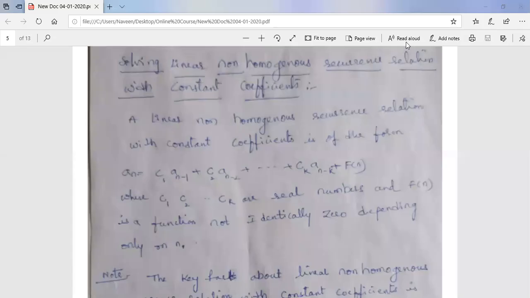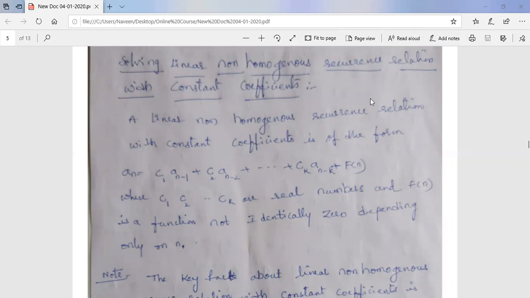Hello everyone. Today we'll discuss how to solve linear non-homogeneous recurrence relation. In the last session we discussed how to solve linear homogeneous recurrence relation. Today we'll discuss linear non-homogeneous recurrence relation.